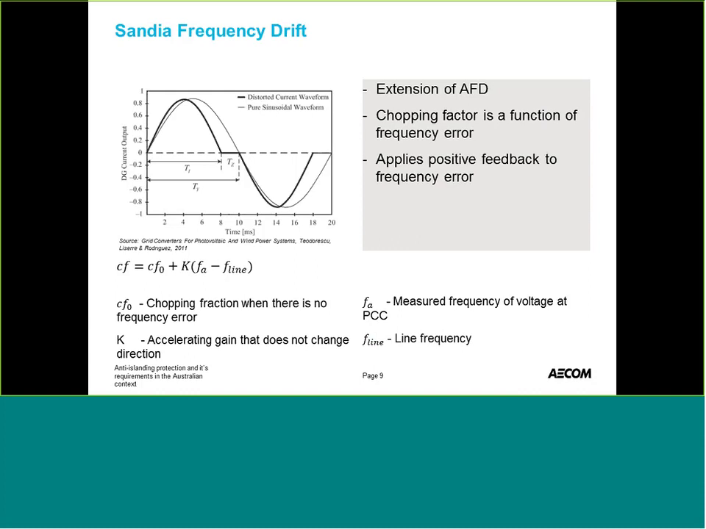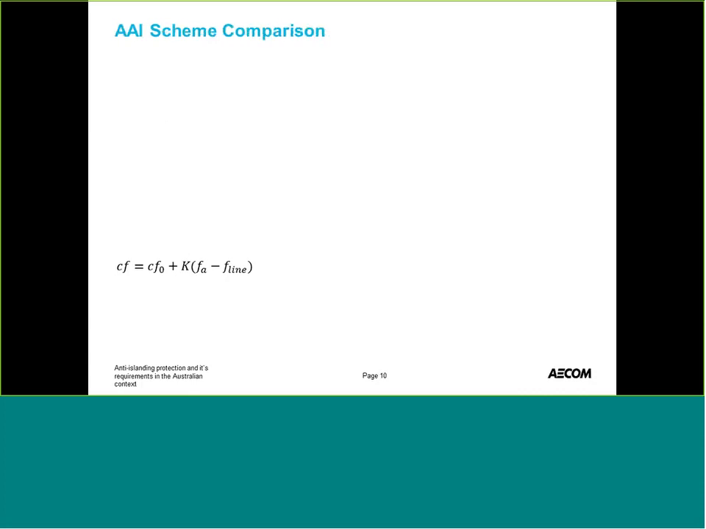So basically what it's doing is it's applying positive feedback to the frequency error. So it's trying to force the frequency change, and if it does change, if there is an error, it applies a positive gain to try and speed up that frequency change, basically. It's got the smallest non-detection zone, and it can be quite quick and effective.